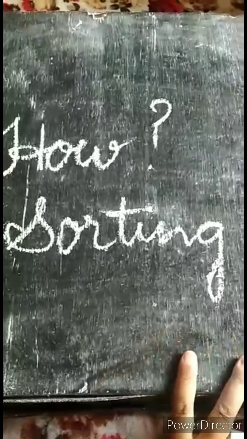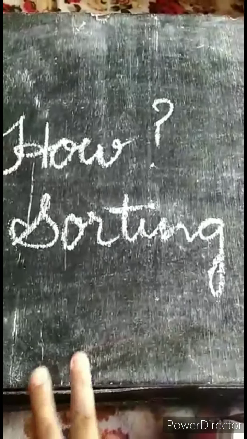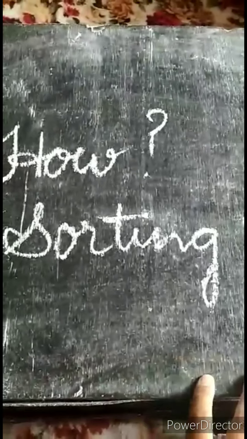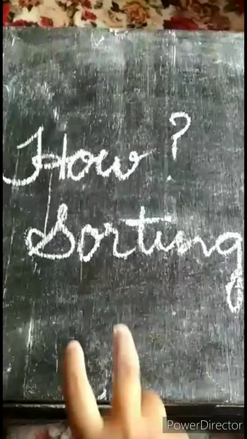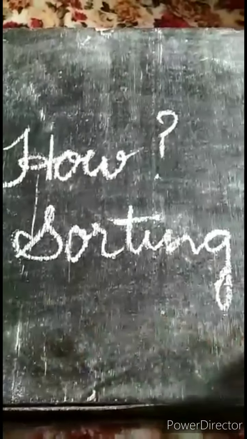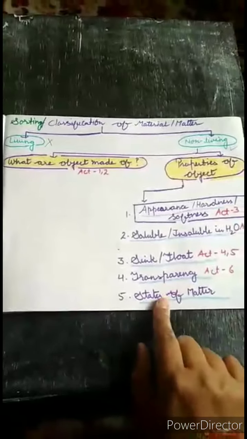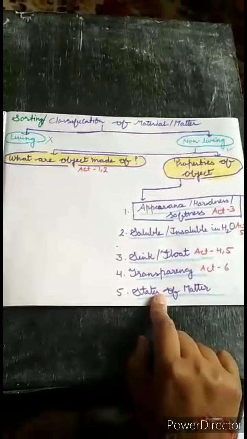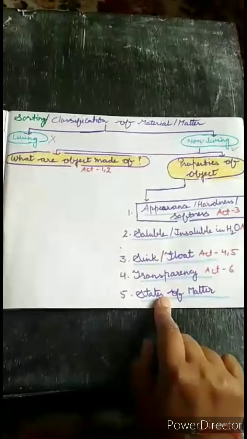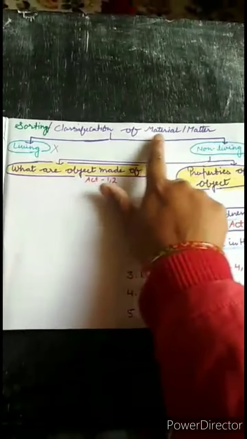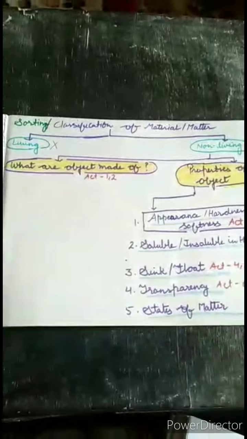एंड पैरामीटर. ओके, हम चीज़ों को किस आधार पर बांट सकते हैं, मीन्स हम उनका सेपरेशन कैसे करेंगे. इट मीन्स हमने कुछ साइंटिस्ट ने दे हैव मेड सम पैरामीटर और क्राइटेरिया. With the help of this line diagram, I will explain how we do sorting. Okay, sorting or classification of material or matter.